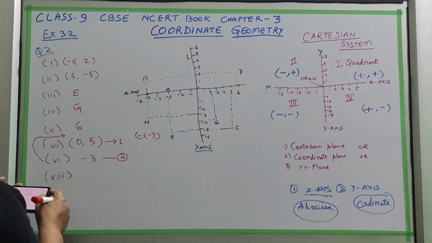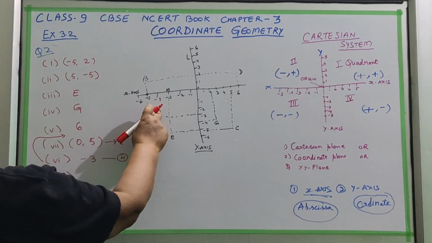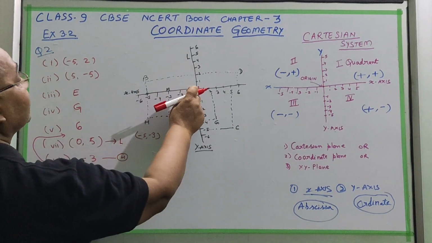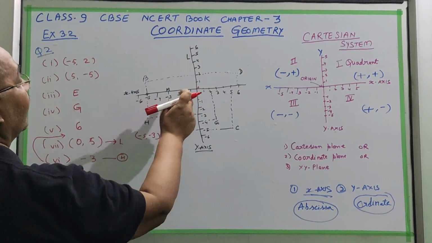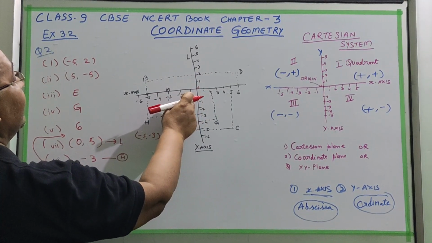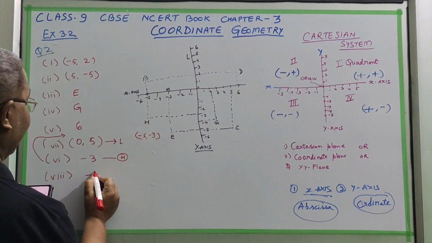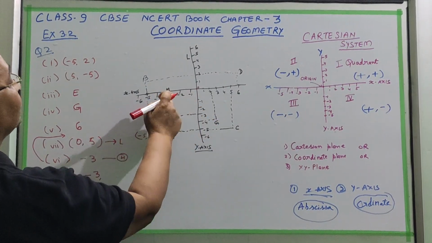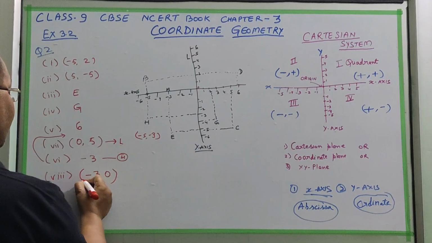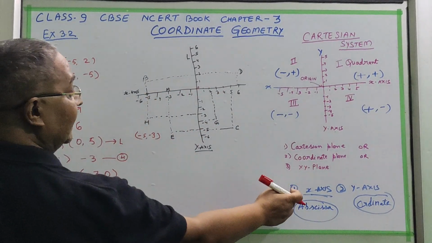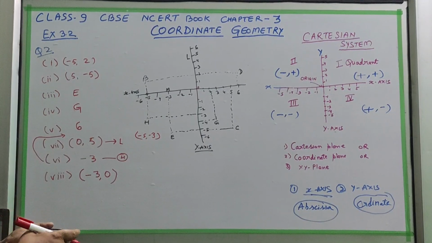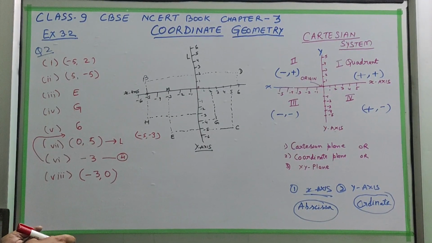8. Coordinates for the point M. Coordinates means two things you have to tell. So first it will be minus, first it will be minus 3. And nothing more you have to go because M is here itself. So second will be 0. So first x-axis, then y-axis. So its answer will be -3, 0. Okay, so this exercise is over.